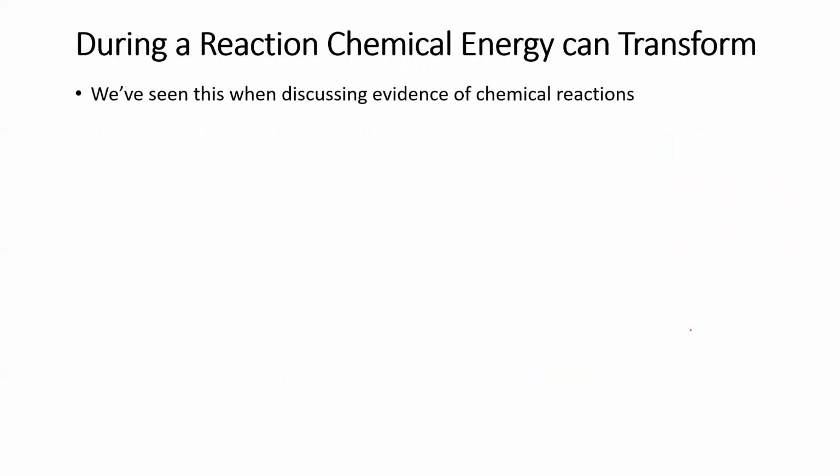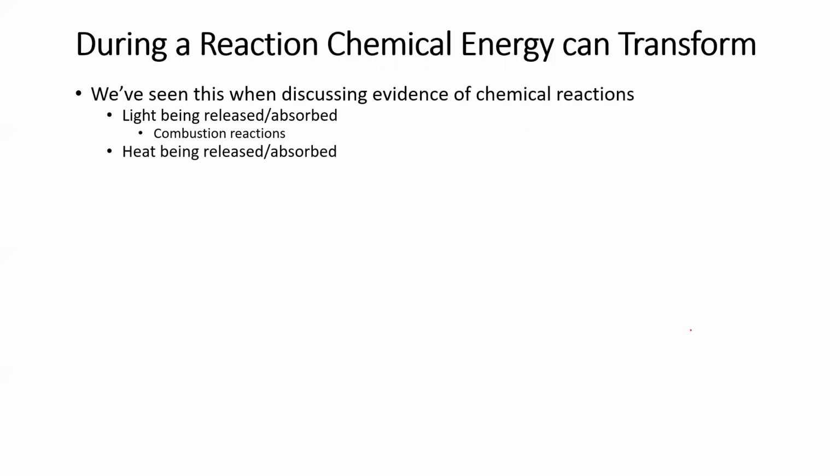So during a chemical reaction, energy is transformed, and we've seen this. If light is released or absorbed, that's where there's a chemical change that's also associated with a change in energy and energy transformation, light being released or absorbed. We see that in combustion reactions. A great amount of energy is released, so it's released in the form of light. Heat being released and absorbed.